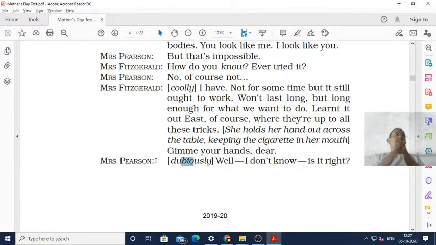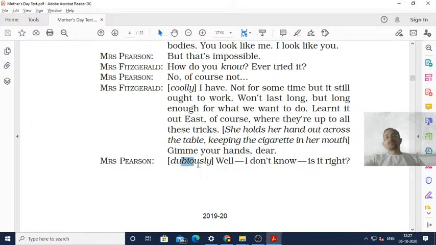Actually, dear students, Mrs. Pearson and Mrs. Fitzgerald are changing their personalities actually. Okay, they will change their personalities. Means Mrs. Fitzgerald will become Mrs. Pearson, and Mrs. Pearson will become Mrs. Fitzgerald. Okay, not in terms of appearance, of course, but in terms of their personality, they will change. Okay, now let's find out.